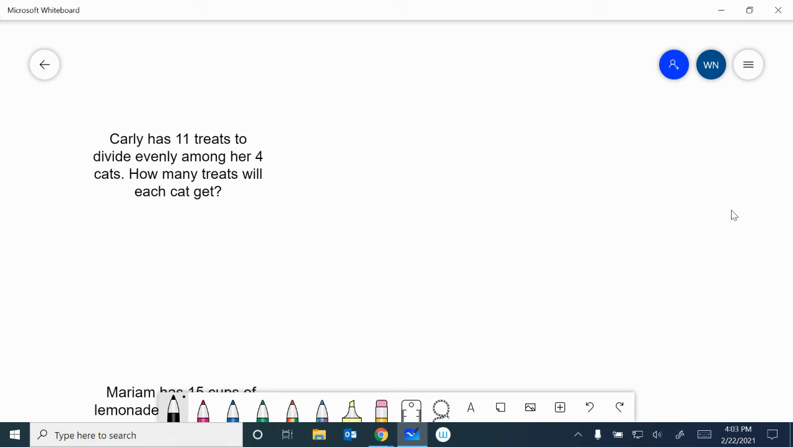All right, now let's take a look at it. Is she going to divide her 11 treats or divide her 4 cats? I really hope you said 11 treats. That would get us 11 over 4. 11 treats divided among 4 cats. Now go ahead and solve it.